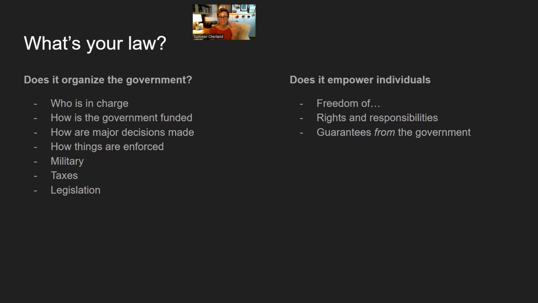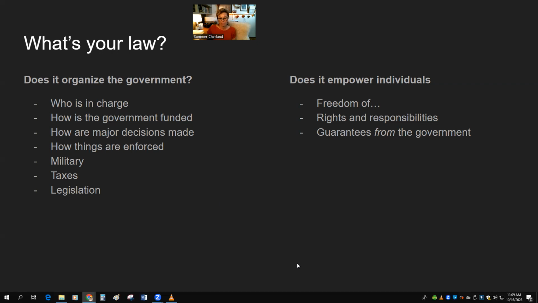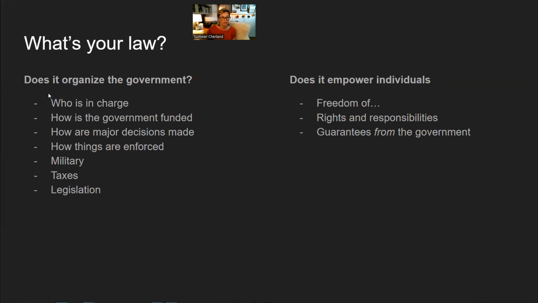It's always very easy for us to think about our own rights and liberties. But if you're actually organizing the structure of a government, these are the kinds of things you might have been thinking of if you wrote more on the left column. So for example, did it organize the government? Meaning, did you identify who is in charge? Who's the leader? Who's the president? Who's the king? Who's the whatever? Who is in charge? How is the government funded? How do we pay the people who are in charge? How do we pay for things that we all need access to, communal resources?